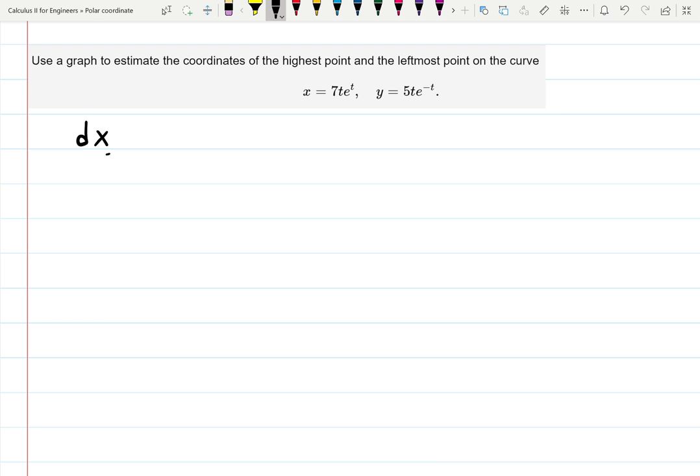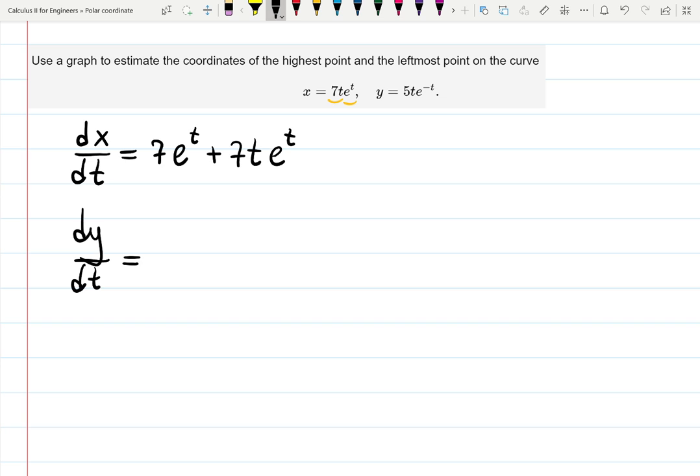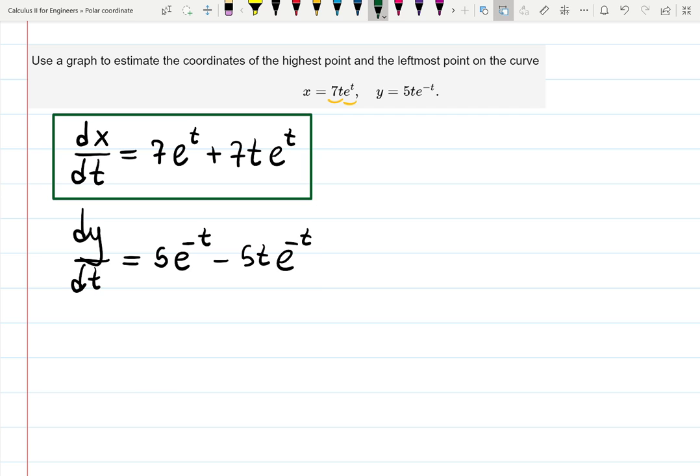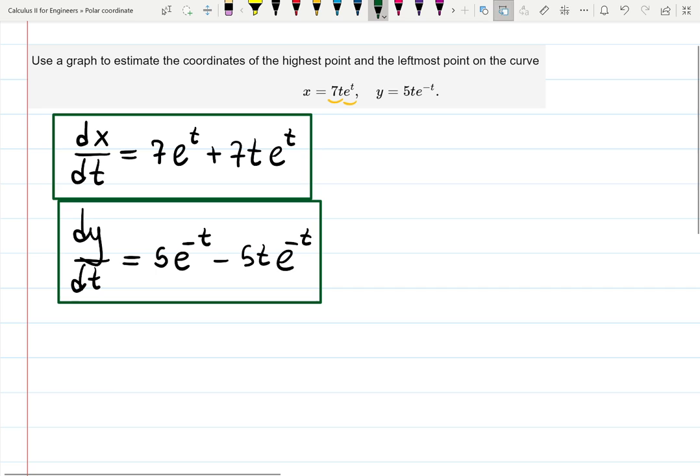The derivative of x with respect to t will be a product rule, as you can see, 7t times e to the t. Derivative of 7t is just 7, copy e to the t, plus copy 7t, derivative of e to the t is e to the t. Derivative of y with respect to the parameter t is going to be product rule as well. Derivative of 5t is just 5, copy e to the minus t, plus copy 5t, derivative of e to the minus t is e to the minus t times minus 1. These are important, so I'll put them in a box. Each is the derivative of the corresponding variable with respect to t.